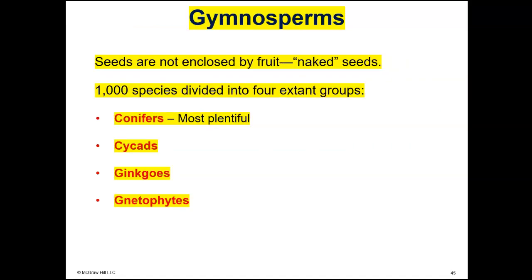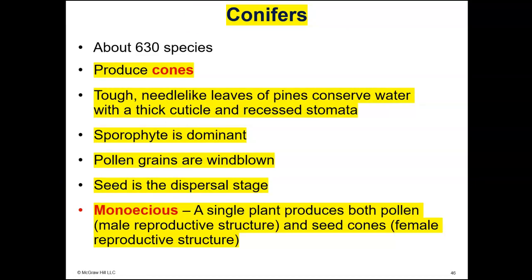So we will start by covering the gymnosperms. In the gymnosperms, the seeds are not enclosed by a fruit. They are naked seeds. There are 1,000 species divided into 4 extant groups, and that just means that they're not extinct. They're in existence today. The most common group is the conifers, where you have your pine trees. They're the most plentiful. But then we have cycads, ginkgos, and gnetophytes.